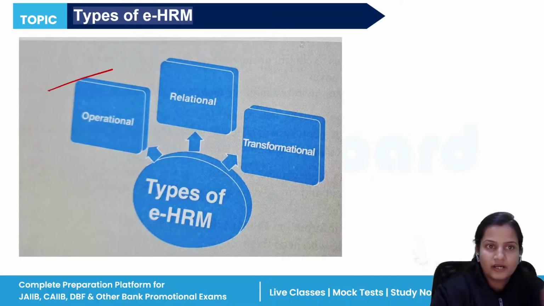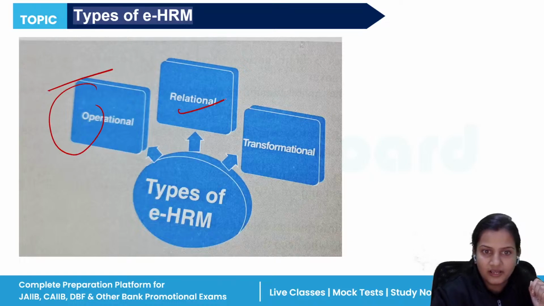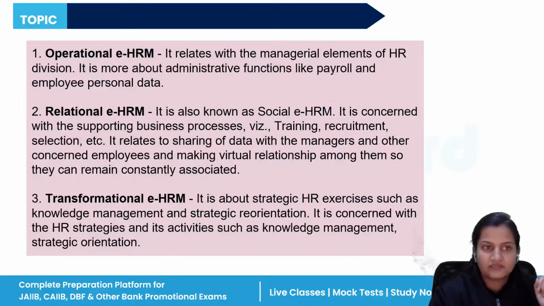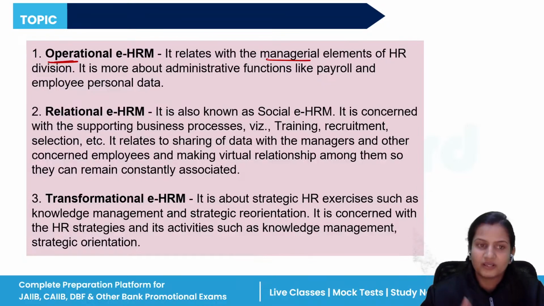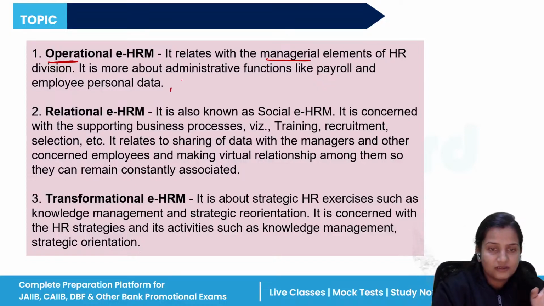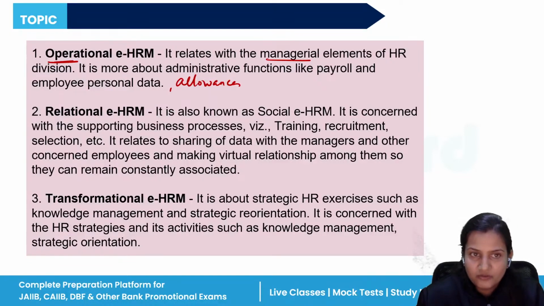There are different types of EHRM, electronic HRM: operational, relational, and transformational. Let's read one by one. Operational means what? It relates to managing all the activities of HR, like payroll, salary, personal data, allowances. All this will come under operational, the day-to-day operation of a business. So they will manage that element.